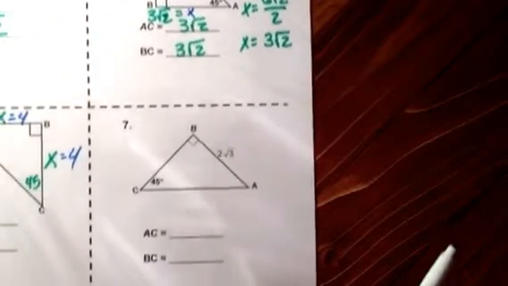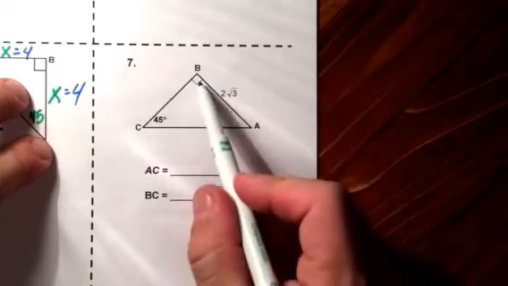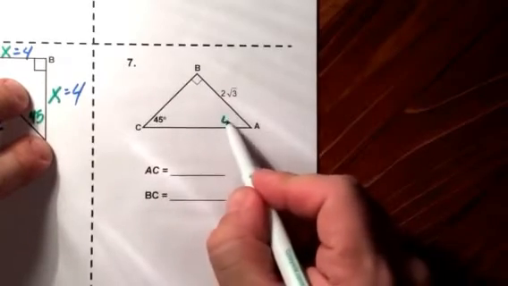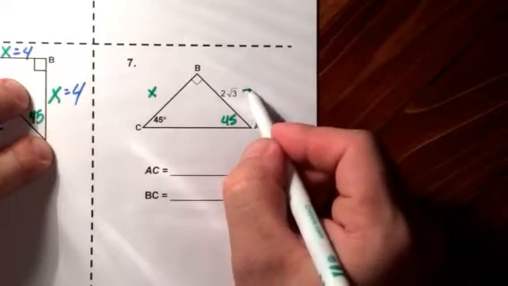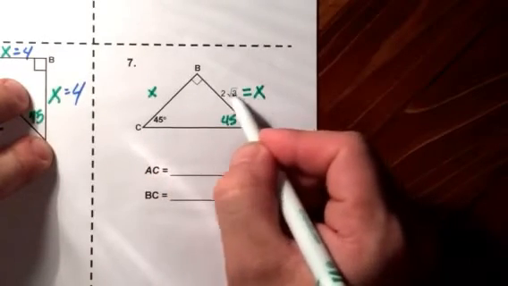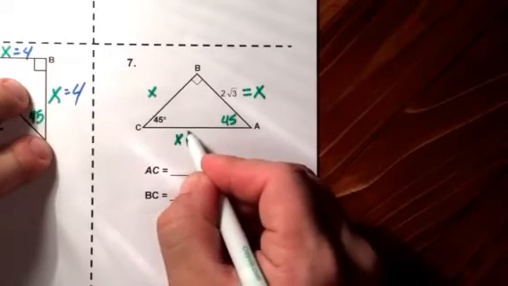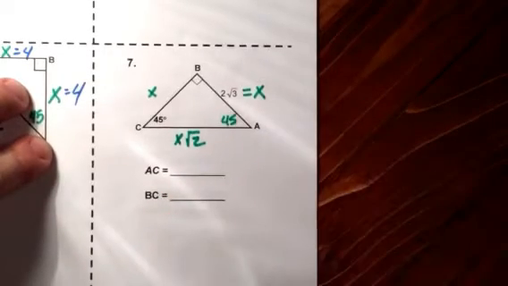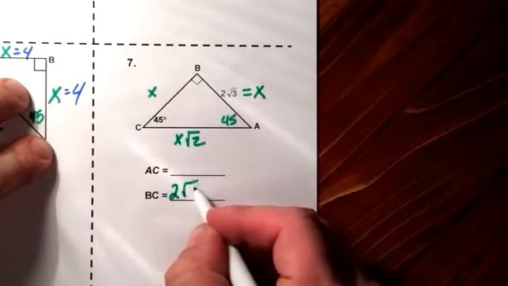Let's look down at number 7. Number 7 throws a different trick at us here. Still know it's 90, got 45 and got 45. So if we label, we'd say that this is X over here. We'd say that this is X over here. Notice what they told me over here is equal to X, and the hypotenuse is X radical 2. Easy to say that BC must be 2 radical 3.